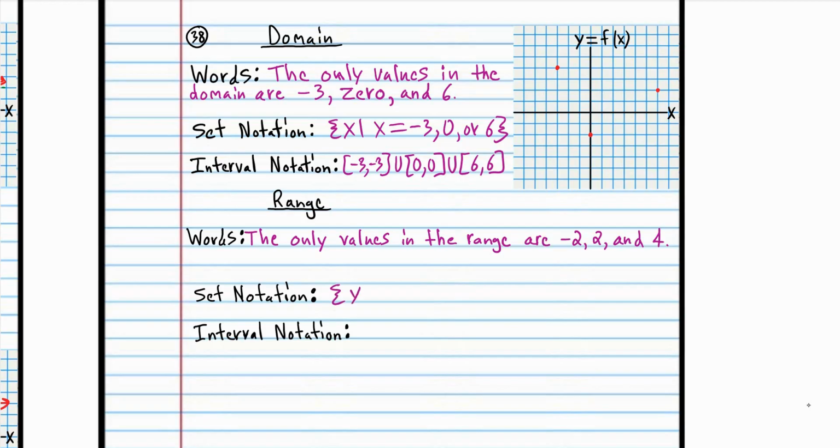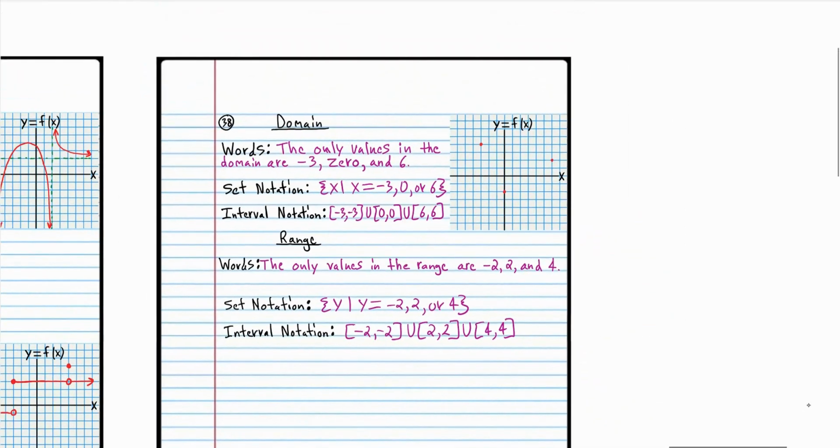So the range is the set of all y values such that y is equal to negative 2, 2, or 4. You have to say or. Now up here you're just listing numbers, so you can say and. But down here you're saying that y has to be equal to those numbers, but it can't be equal to all of them at the same time, so you have to say or. In interval notation, bracket, negative 2, comma, negative 2, end bracket, union, bracket, 2, comma 2, union, 4, comma 4. So if you got that answer, excellent.